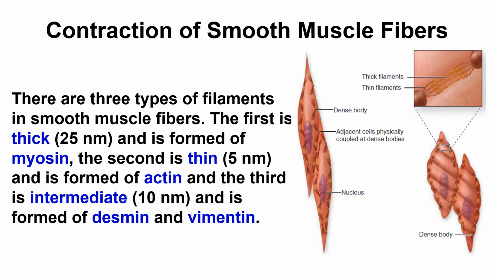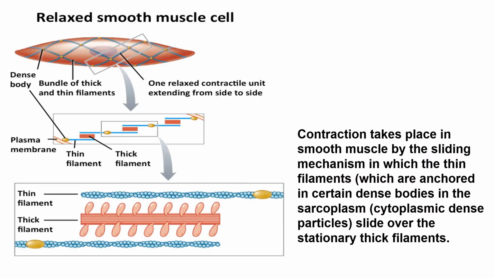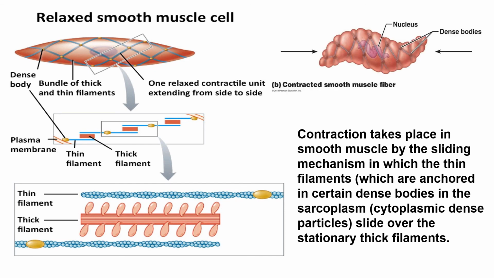The sarcolemmal dense bodies also are the site of attachment of intermediate filaments formed of desmin and vimentin, and the site of adhesive junction with other cells. In the relaxed smooth muscle cell, contractile units extend from side to side. Upon contraction, thin filaments anchored to dense bodies in the sarcoplasm slide over the stationary thick filaments. This twists and squeezes the smooth muscle fiber in a corkscrew action.